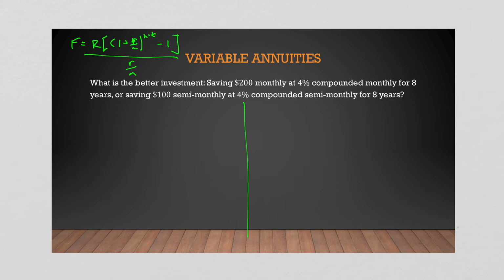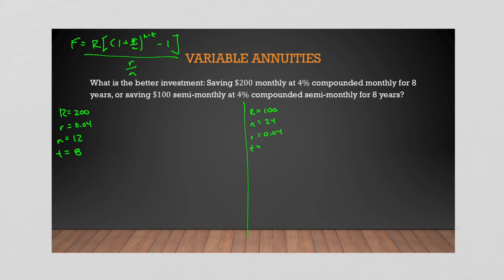We have $200 monthly, so R is 200. 4% interest rate, 0.04, monthly, so N is 12 and time is 8 years. Scenario 2, R is $100 compounded semi-monthly, so N is going to be 24. Interest rate is also 4% and time is 8 years.